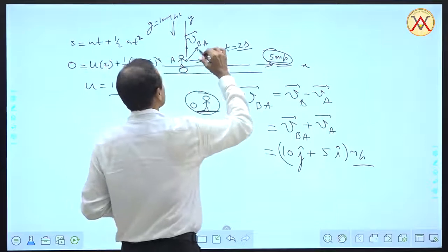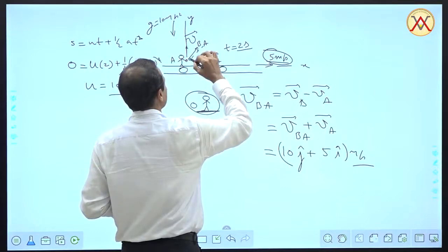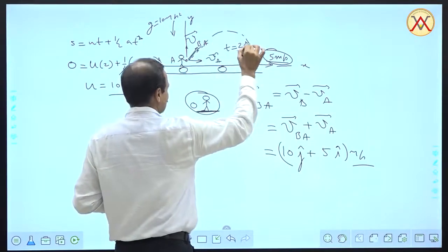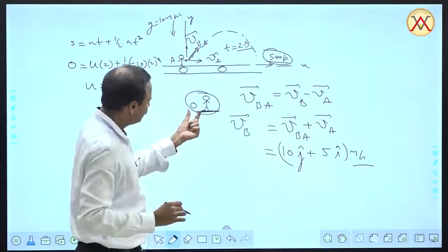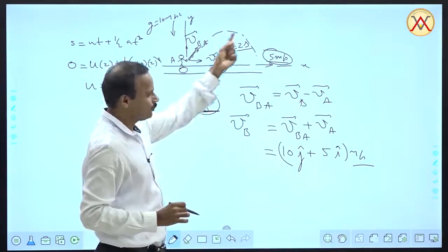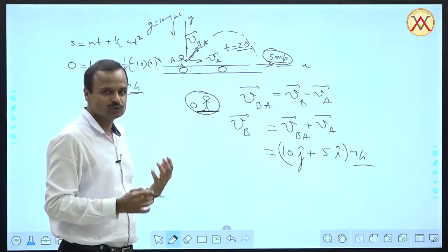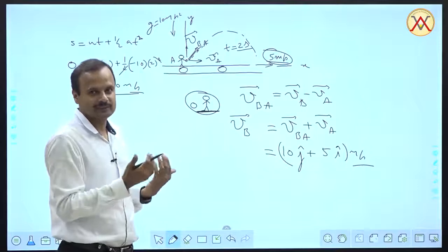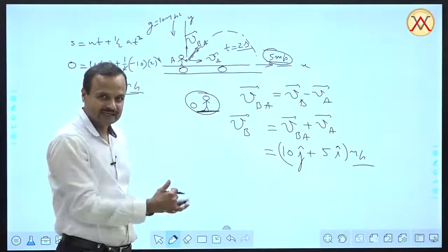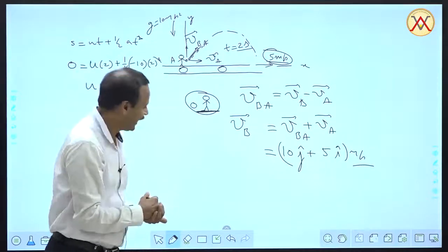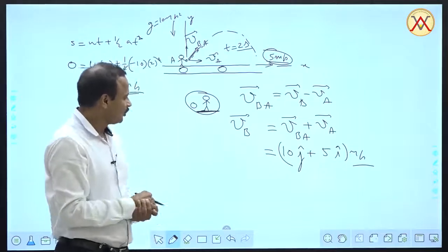Obviously, it is going to be a projectile, that means a parabolic path. So as seen by the person on ground, the path of the ball is a parabola. As seen by the person himself who threw the ball vertically upwards, the path is a straight line. That is why it lands back in his hands.